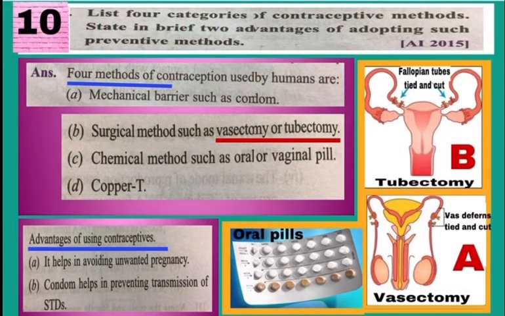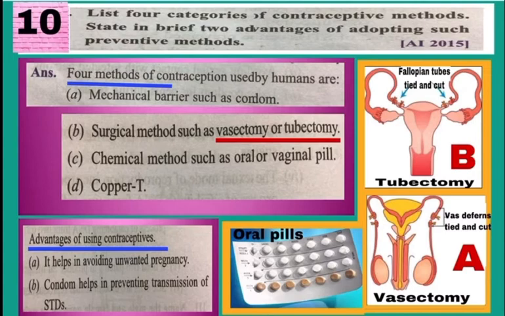Question 10. List 4 categories of contraceptive methods. 4 methods of contraception used by humans are A. Mechanical barriers such as condoms. B. Surgical method such as vasectomy.